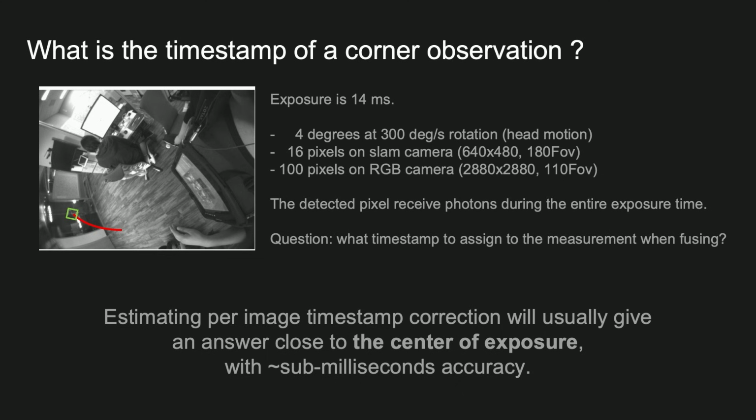So maybe we can take a step back here. What is the timestamp of a corner observation? VIO tracks corners on images, but for instance, these images have been exposed for 14 milliseconds. 14 milliseconds doesn't sound like a lot, but as Marc mentioned before, with egocentric data, the head rotation can be 100 degrees per second. Let's say 300 degrees per second as a very, very conservative estimate. Then during the 14 milliseconds this image was exposed, you have 4 degrees of rotation.